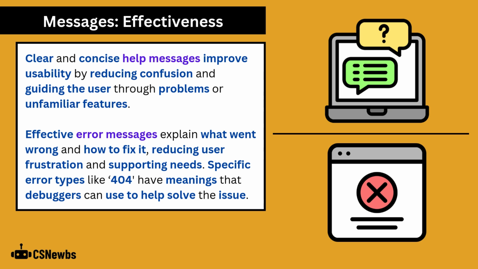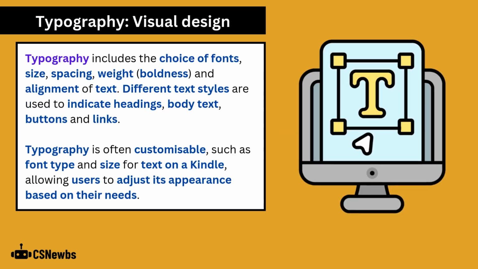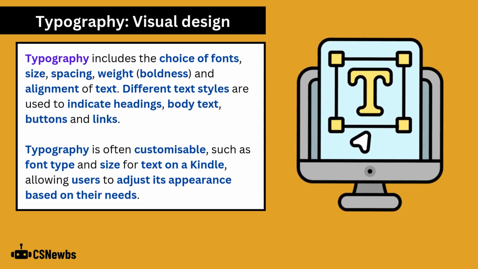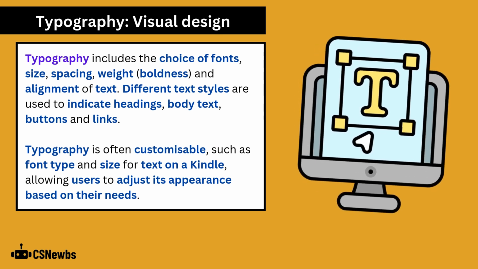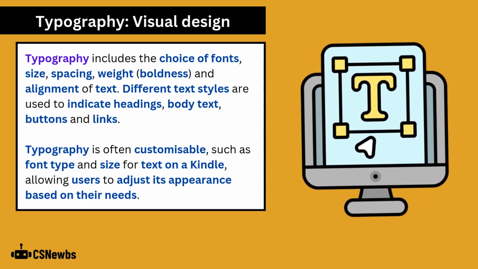Specific error types like 404 have meanings that debuggers can use to help solve the issue. 404 means a web page cannot be found at that specific address and may have been moved or deleted, or the URL typed incorrectly. However, it can still be quite vague, so more precise error codes are helpful. The final visual design consideration is typography. This includes the choice of fonts, size, spacing, weight, and alignment of text.